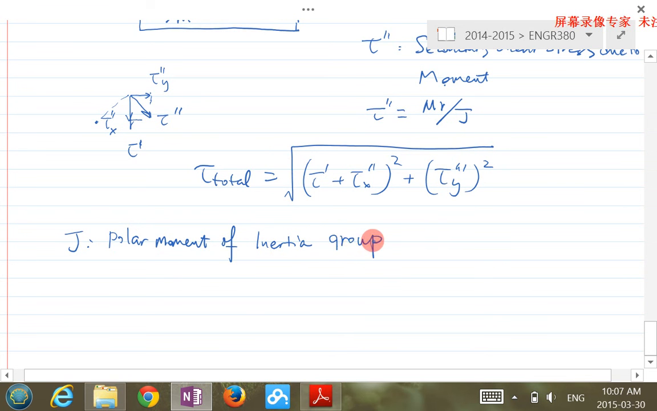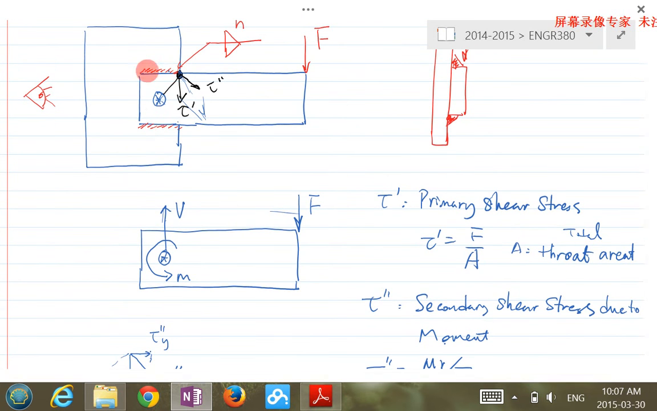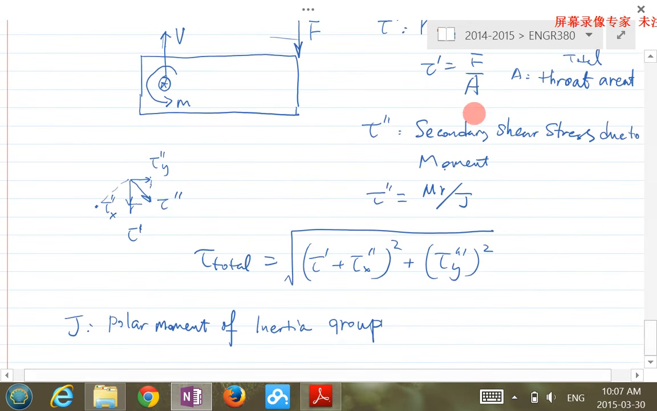Okay, polar moment of inertia group. The group basically is an area. It can also be called the polar moment of area. Mathematically, if you have a certain area, then you can calculate the polar moment of area. You actually learned that previously.